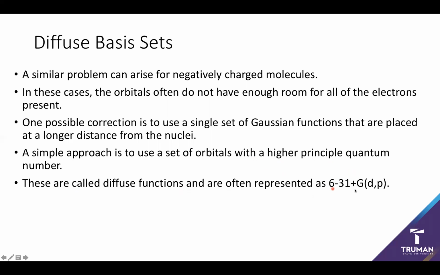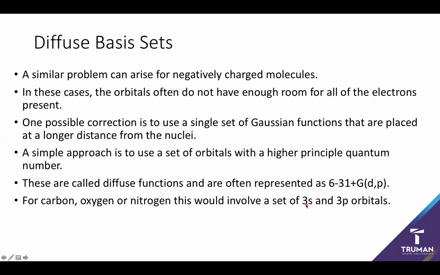These diffuse functions are often represented by adding in a plus. So a single plus essentially represents adding in an extra set of 3s or 3p orbitals if I'm dealing with carbon, oxygen, nitrogen. If you add in an additional plus, that would represent adding in an extra 2s function for hydrogen. However, typically we do not need to add in a diffuse function for hydrogen. However, hydrogen does often need that polarizable function. So hopefully with this information, you know how to correctly choose a functional and a basis set to model the systems that you're going to be talking about all semester.